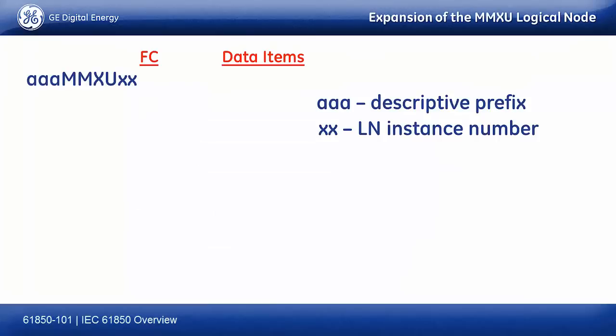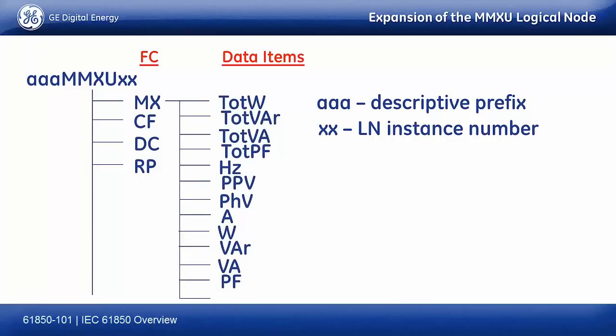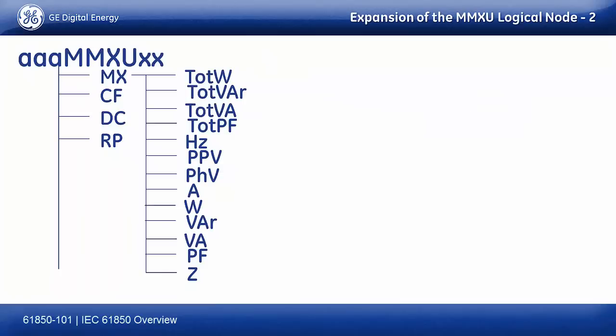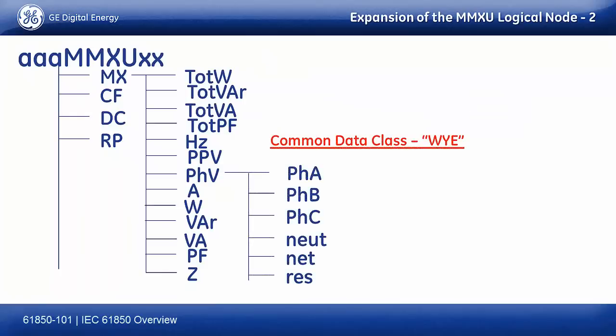So once again, if I expand this logical node, I mentioned this briefly, you can add a descriptive prefix up front to say something about it, right? What does it really represent? And then you add an instance number at the back because I have multiple logical nodes in the same device, right? And then I can add the functional constraint, which is .MX, which means it's a form of metering data. Then I have data items, which keeps spanning out these data items. Then I can use some common data class, which is WYE. And under the WYE common data class, I have these pieces of data: phase A, phase B, phase C, neutral, net, residual, right?